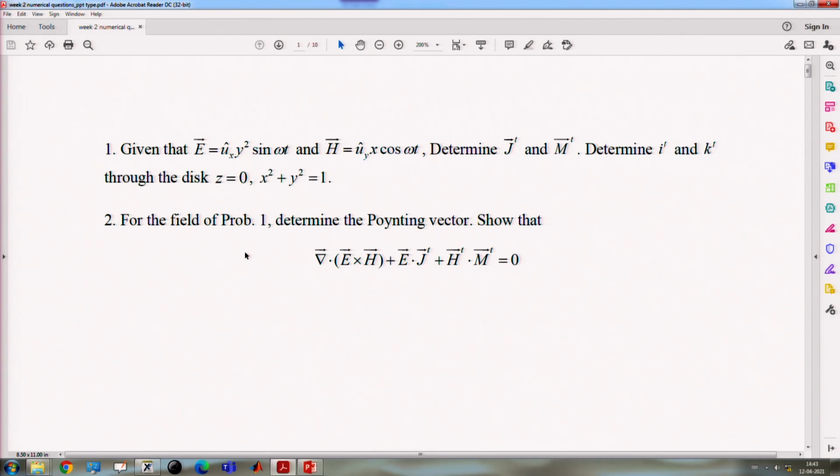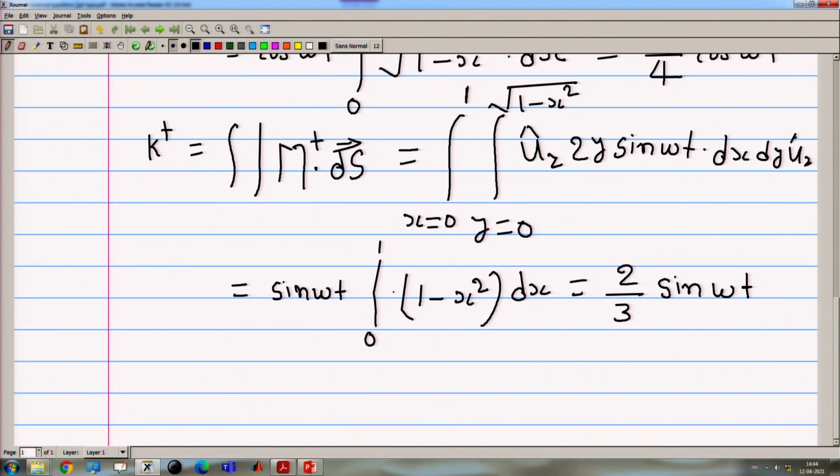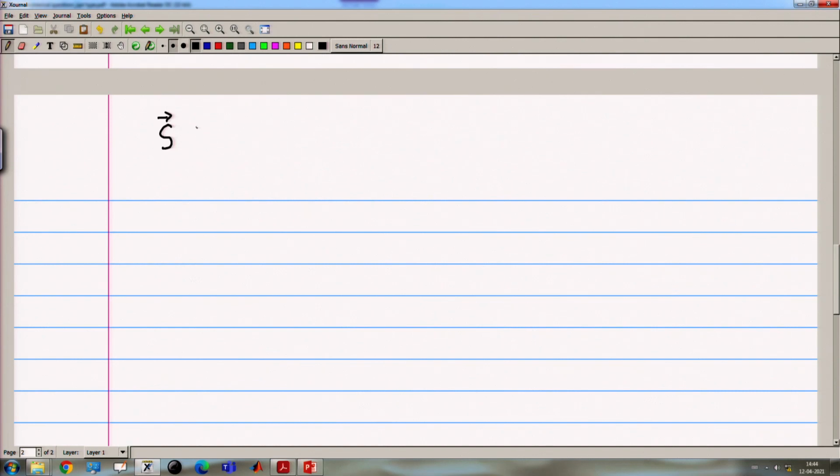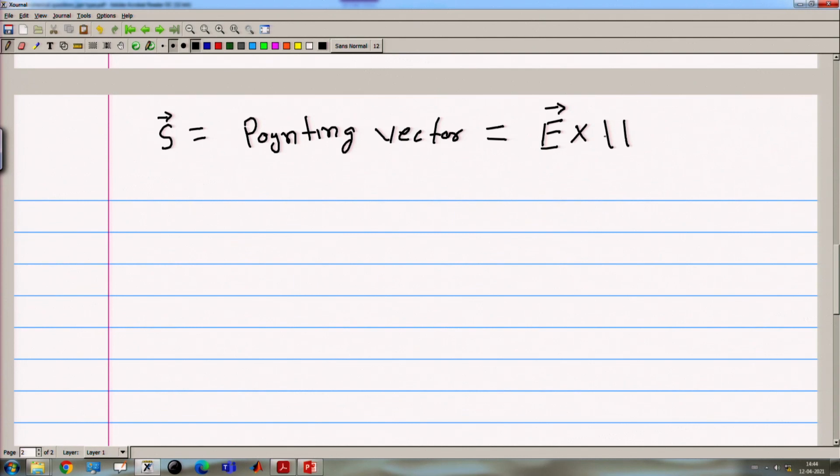So, first we will do the first problem. Problem 1 is to determine the Poynting vector. Poynting vector we know is defined as S equal to E cross H. So, this is the cross product of electric and magnetic field. So, we can do it like this: u x, u y, u z.